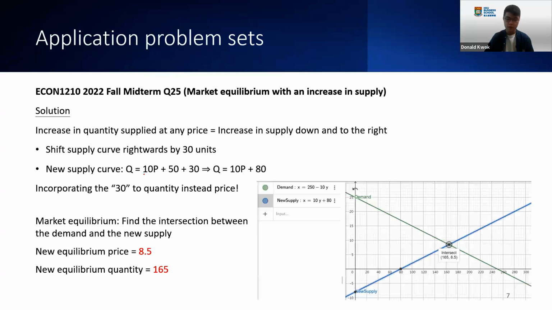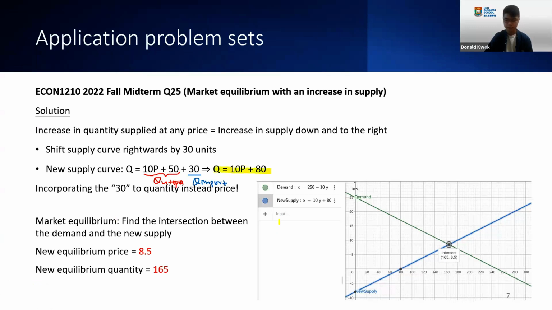We have the original quantity supplied in Utopia to be the expression 10p plus 50. And now with the import, the quantity supplied is increased by 30 units at any level of price. This one would be the quantity of import. Apparently, we are adding 30 because we have the quantity supplied from importing live chickens. So this is why the new supply curve will be given by Q equals 10p plus 80.